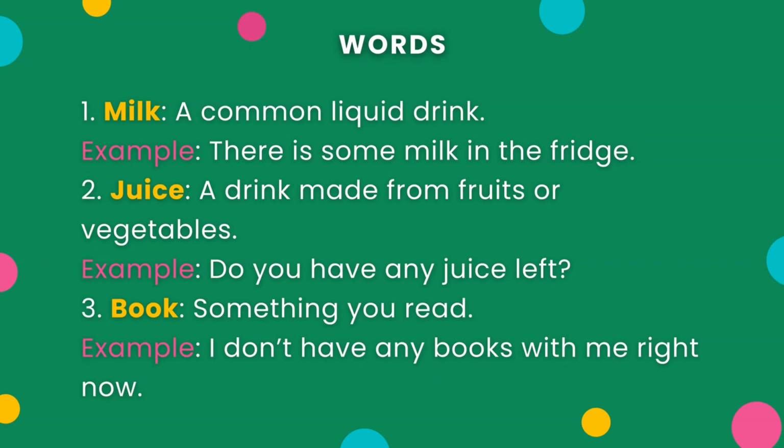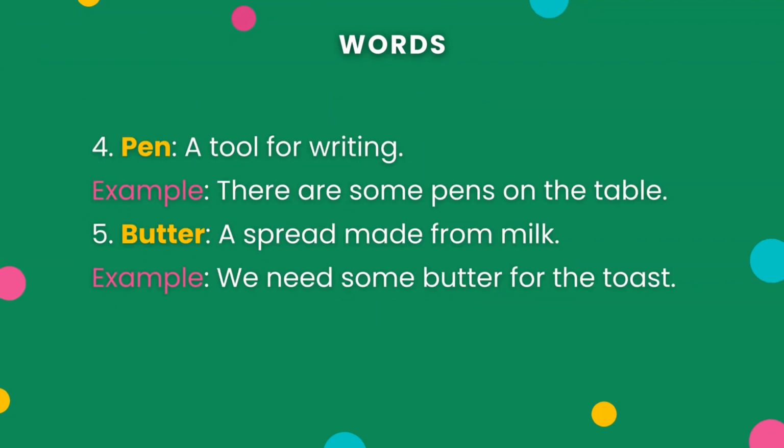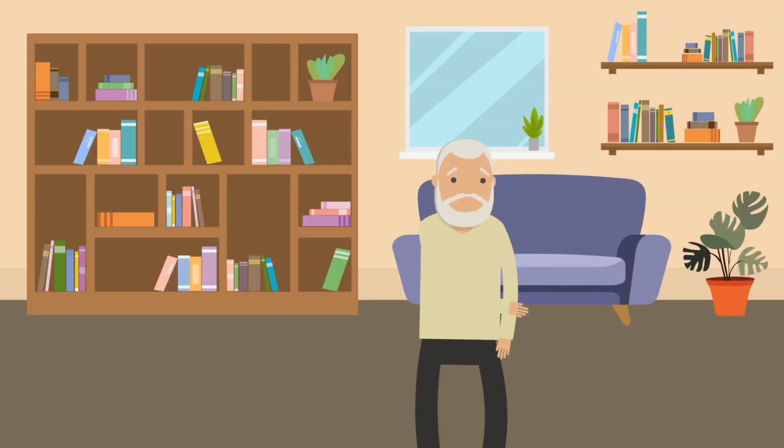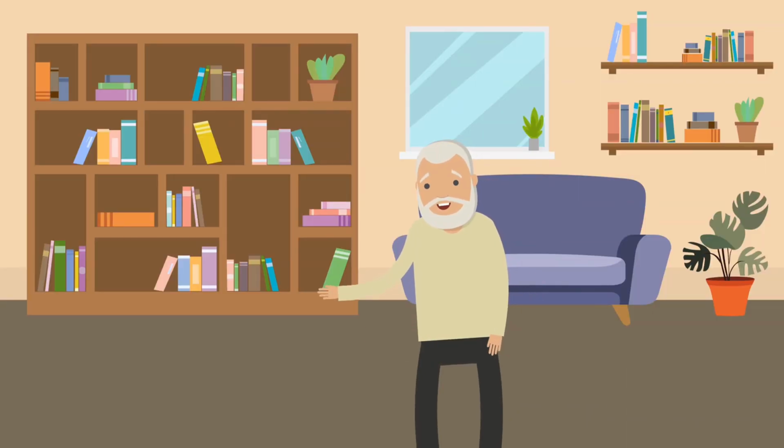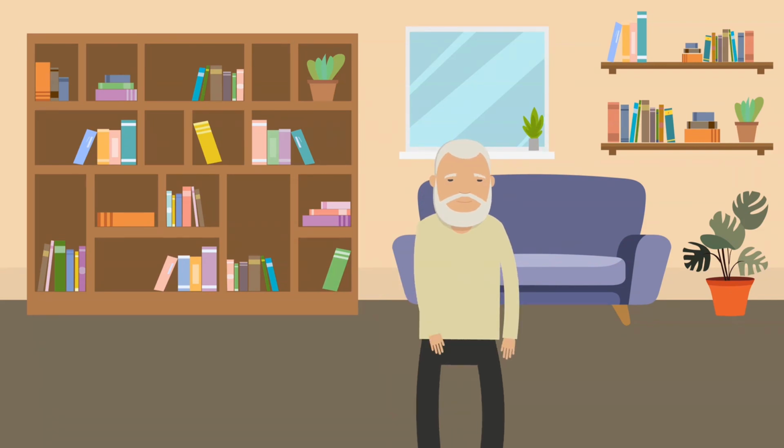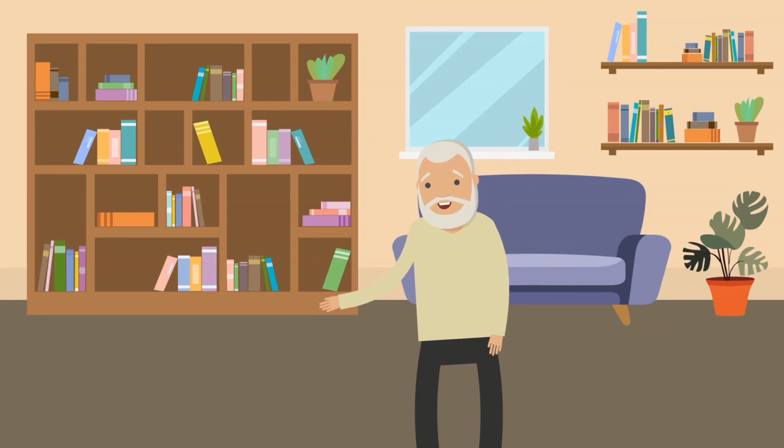3. Book, something you read. Example, I don't have any books with me right now. 4. Pen, a tool for writing. Example, there are some pens on the table. 5. Butter, a spread made from milk. Example, we need some butter for the toast. Now let's use some and any with these words in a story. Listen carefully to this story. It's filled with examples of some and any, and today's vocabulary.